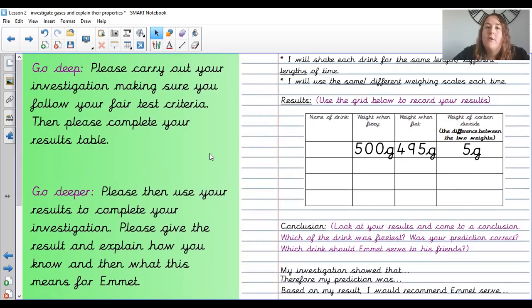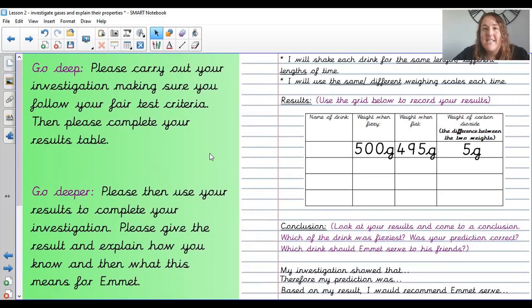You could do this over 2 lessons or over different days if you need to. Again, hopefully we'll be back at school very, very soon. And don't worry if you can't do this. Hopefully we'll be able to have a go and look at some of these gases at school anyway.